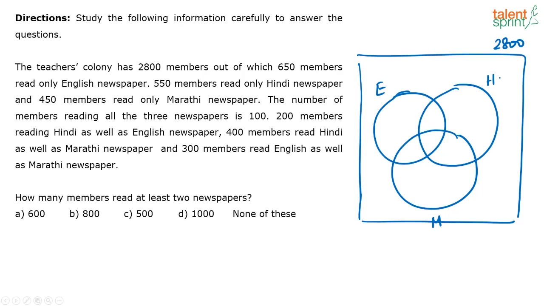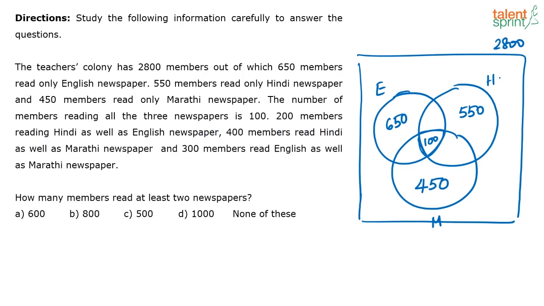Out of this, 650 read only English newspaper. So, where do you put 650? 650 is here. They read only English. 550 members read only Hindi newspaper. Then 450 members read only Marathi newspaper. The number of members reading all the 3 newspapers is 100. So which is 100? See the place where all 3 sets are joining, that is here. That is 100.